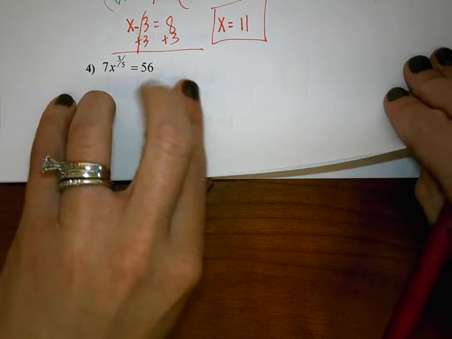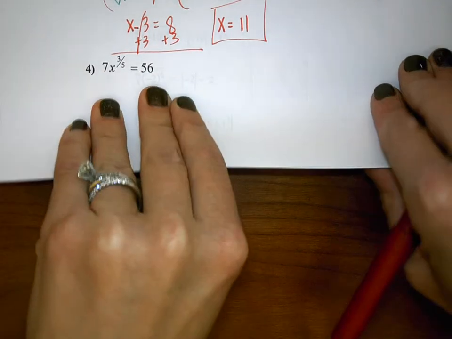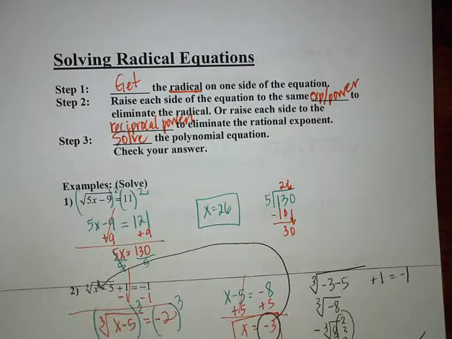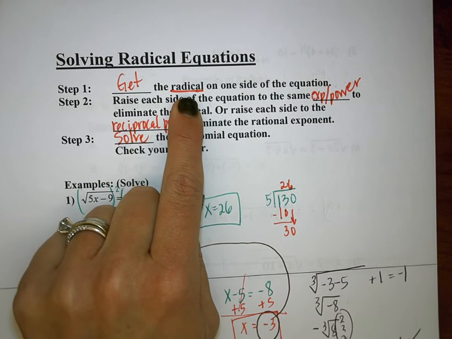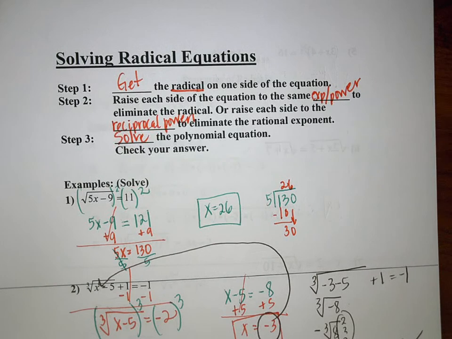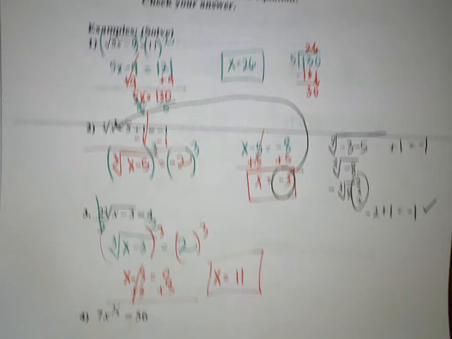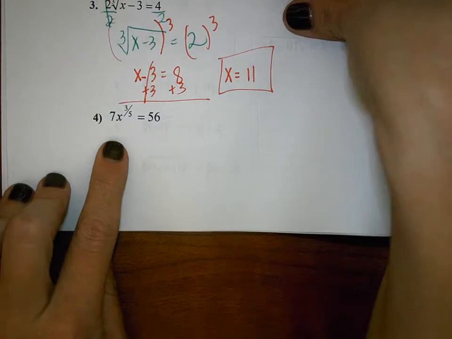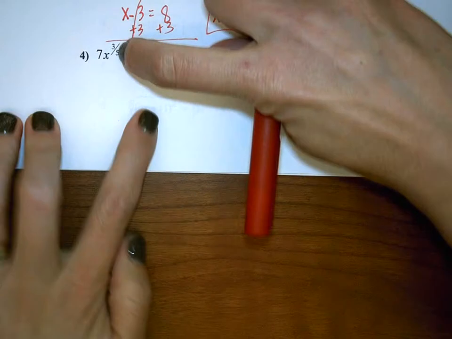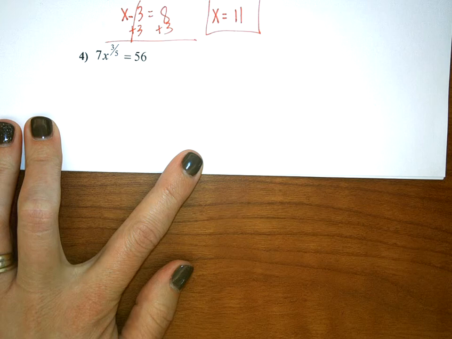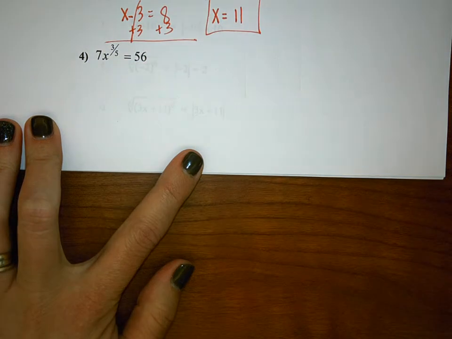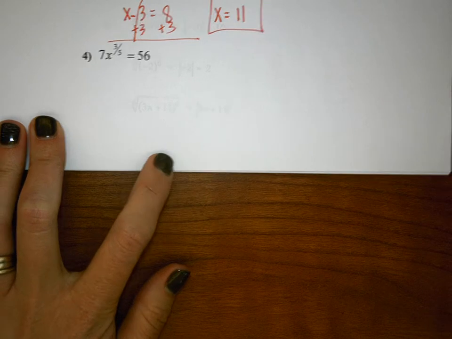Okay, if we go back, hold on. This says get the radical on one side of the equation. Now remember, exponents and radicals mean the same thing. Now, if you look down here, is the 7 included with this 3/5? No, the 3/5 is only going to the x. So we do need to get rid of the 7 first. That means that my first step will be what? Divide by 7. Very good.